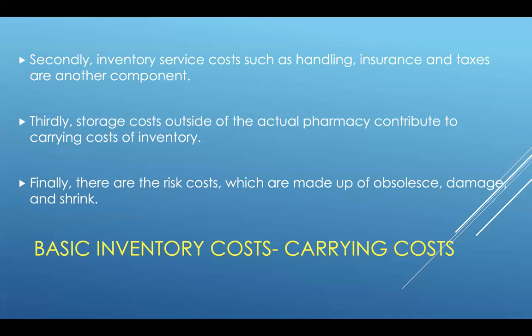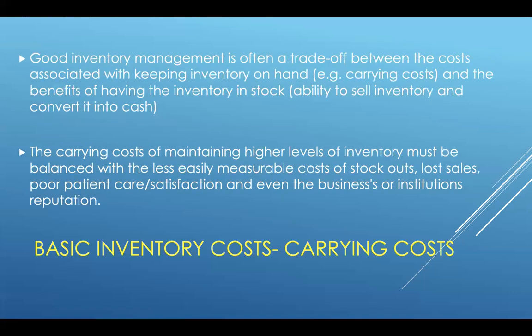Secondly, we have inventory service costs, such as handling, insurance, and taxes sometimes are also another component. And thirdly, storage costs outside of the actual pharmacy contribute to the carrying costs of inventory. So, you may have to have an additional freezer for vaccines, or an additional refrigerator for vaccines. And then finally, those are those risk costs. And those risk costs are usually made of obsolescence, where we have short-term dating on certain medications that can expire, damage, and obviously shrinkage and risk for theft.